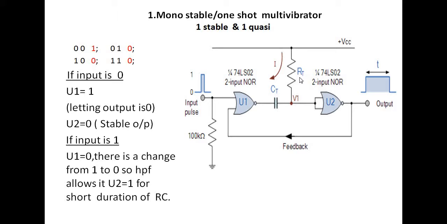Here, look at the RT. RT is connected to the positive voltage. So the same positive voltage is given to U2. Two inputs are connected together and given to the second NOR gate. Which means both the inputs for the second NOR gate are high. If both the inputs for the NOR gate are high, output is 0. So that low output, or 0 output, is given back to U1 in the form of feedback.